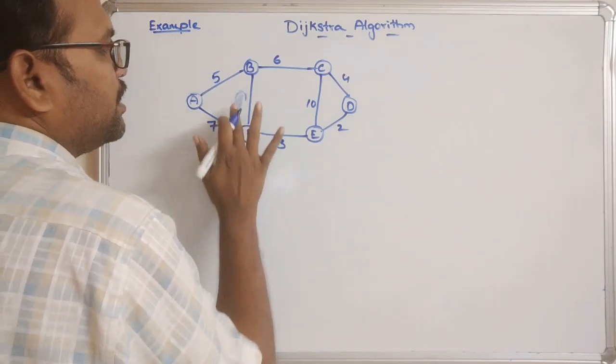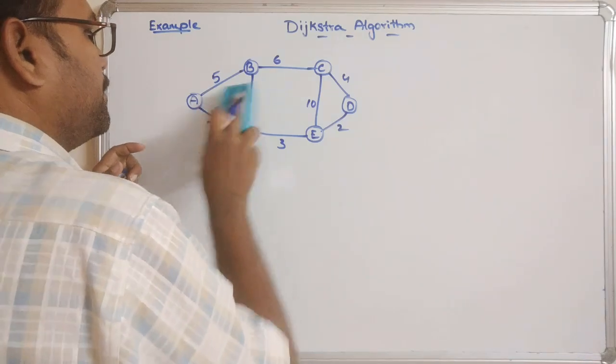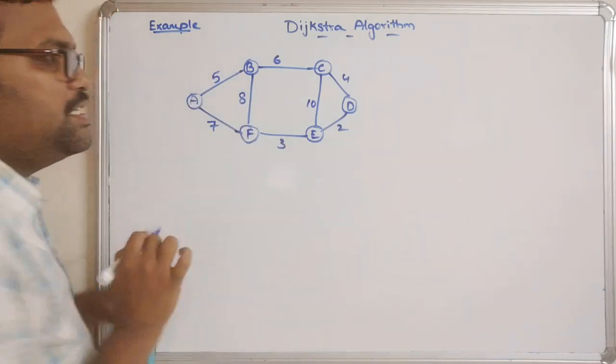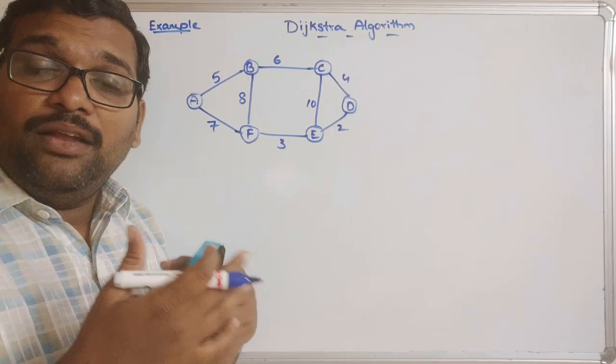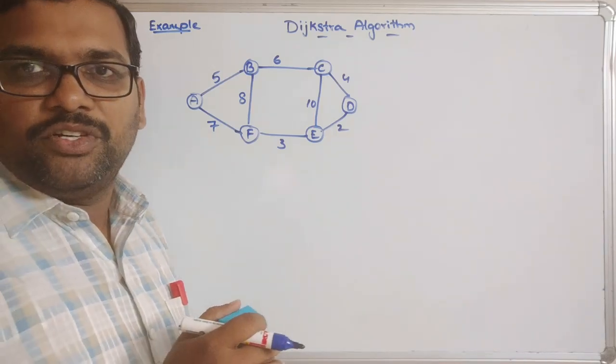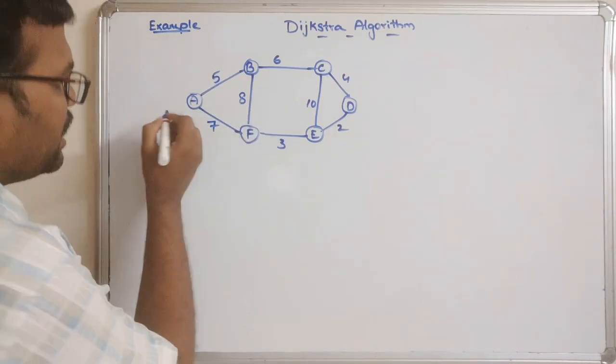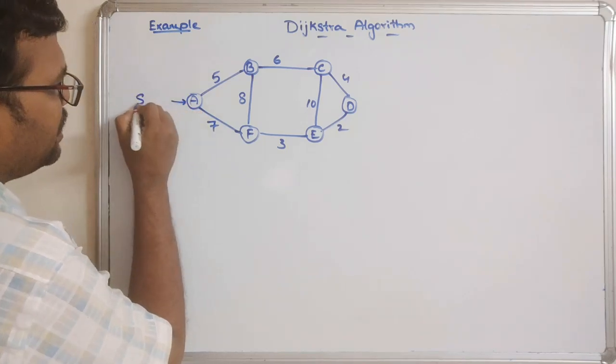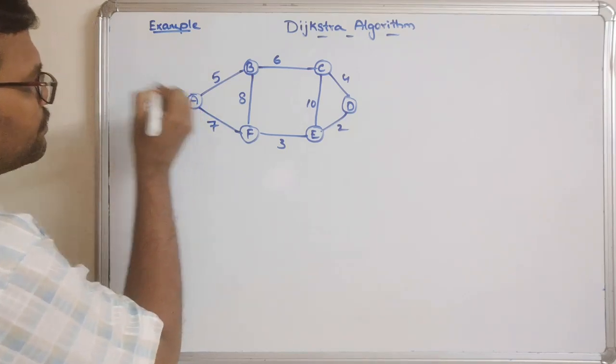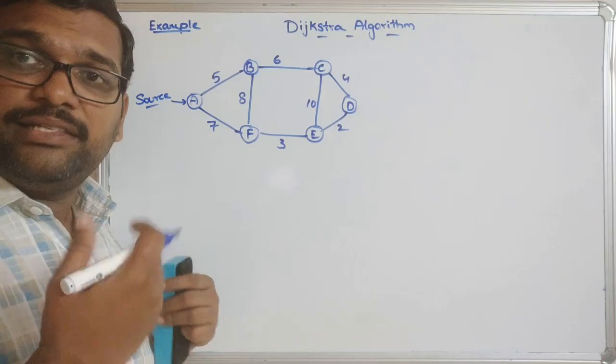So let us take it as 8. Okay, so this is a graph. Finally we'll get some tree. From the source, I'll consider this one as the source. That means A is the source.